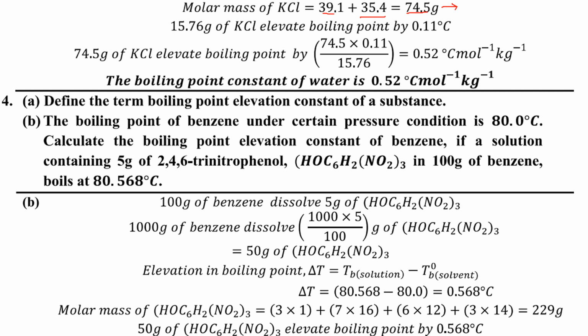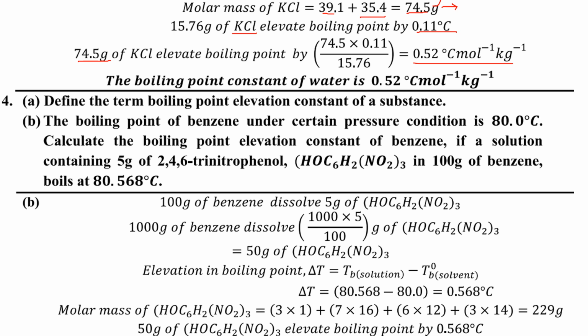If the mass we calculated above is equivalent to the elevation in boiling point, then this mass is going to give us the ebullioscopic constant. That's why you're saying that 15.76 grams of potassium chloride elevate the boiling point by 0.11 degrees Celsius. Then what about 74.5 grams of potassium chloride? This is going to elevate the boiling point by 74.5 multiplied by 0.11, everything divided by 15.76, and it's going to give you 0.52 degrees Celsius per mole per kilogram. So the boiling point constant of water is 0.52 degrees Celsius per mole per kilogram.